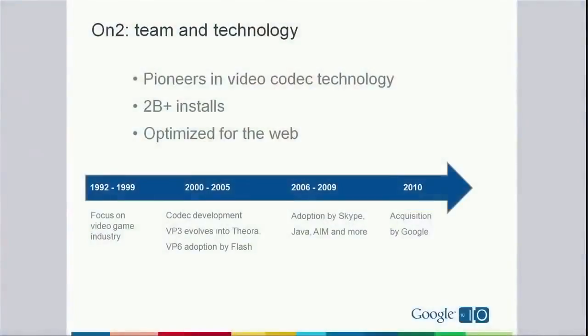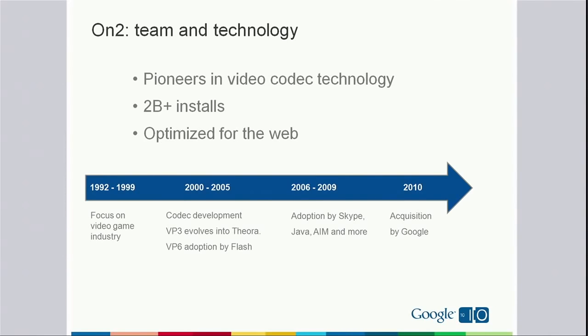So today we want to talk about VP8, but before that, let me tell you a little bit about On2. We got to know this team last year. They're a set of passionate, committed engineers. They're based in Clifton Park, New York. They've been working in the video space since 1992. So when we started taking a look at VP8, we were very impressed with its quality. The VP line of codecs has had over 2 billion installs and has been adopted by products like Flash, Skype, etc. It's really suited for the web.